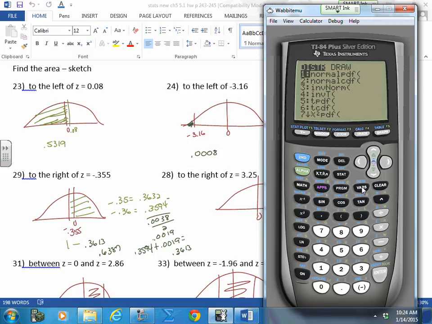Now, we are doing a normal curve, not a binomial curve. This is our normal curve. Do we have a normal probability distribution function, or a normal cumulative distribution function? Aren't we accumulating our area from left to right? So we're going to come down to the normal CDF. This is not binomial. This is your normal curve.